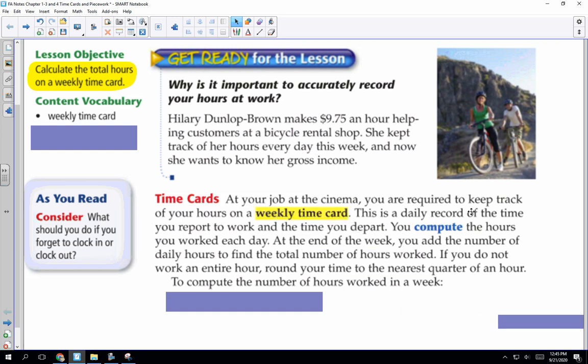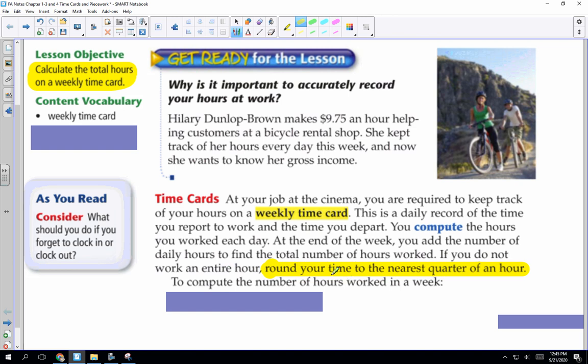This is a daily record of the time you report to work and the time you depart. You compute the hours you worked each day. At the end of the week, you add the number of daily hours to find the total number of hours that you worked. If you do not work an entire hour, round your time to the nearest quarter of an hour.